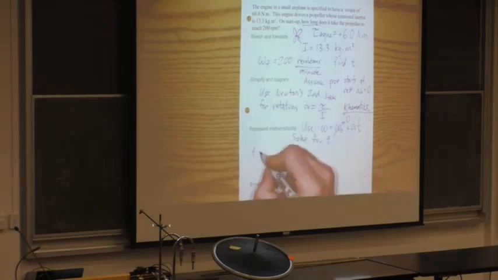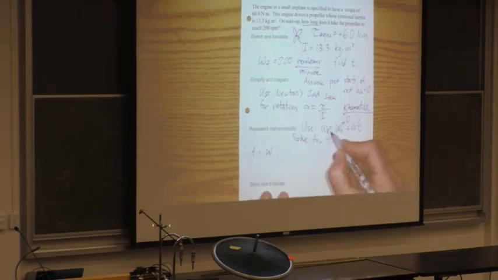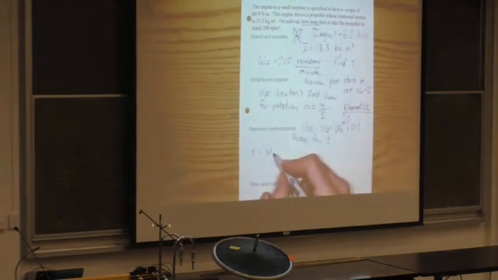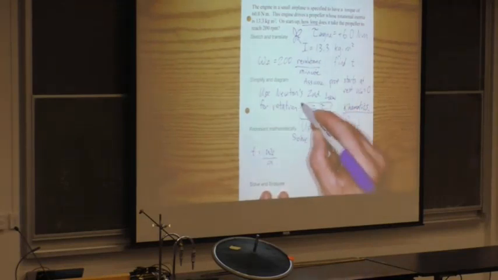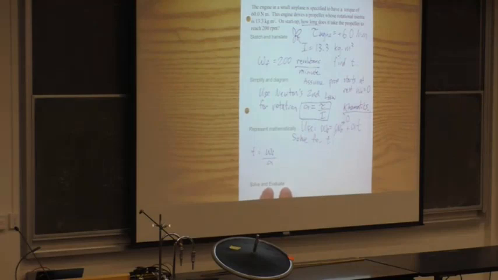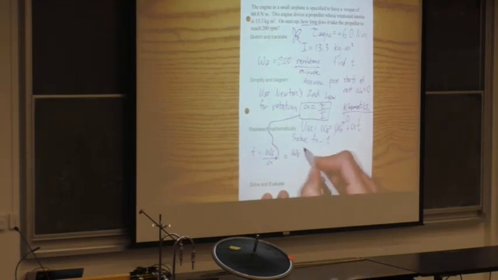So you get t is equal to omega, I'm going to call this omega final, because that's what we called it up here. Omega final divided by alpha. And we're going to take alpha from Newton's second law for rotation and plug it in. So put it down here. So the time is equal to omega final, and you divide by I, and you get torque.